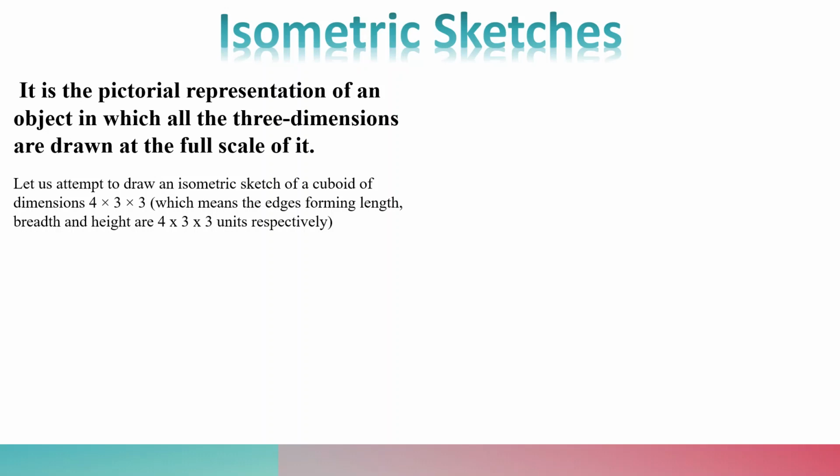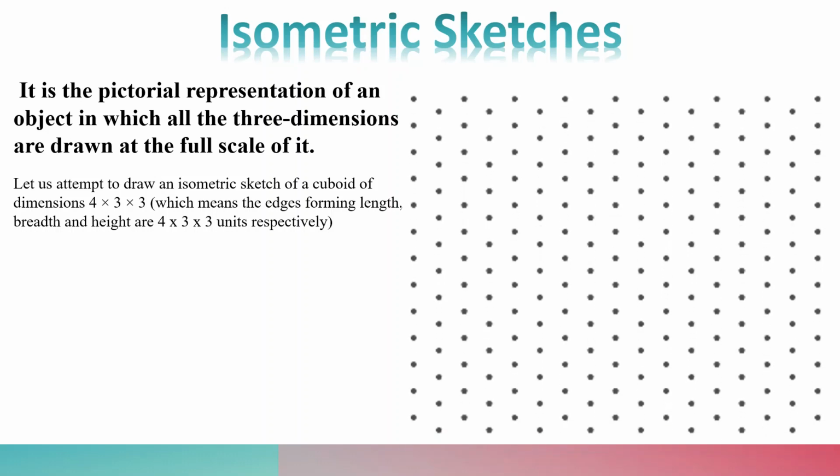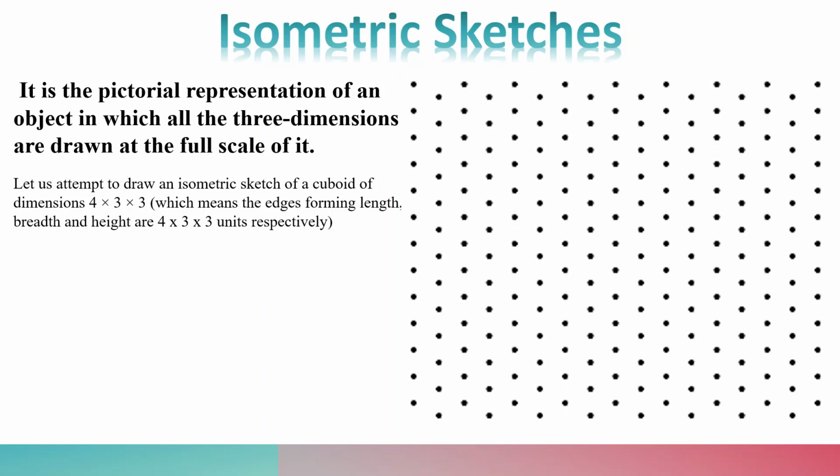To draw this, what we require is the isometric dot paper or the isometric dot sheet. If you see the last page of your NCERT book, you will find an isometric dot sheet over there. This is how it looks. So let us try to draw the isometric sketch of a cuboid of dimensions 4 cross 3 cross 3.